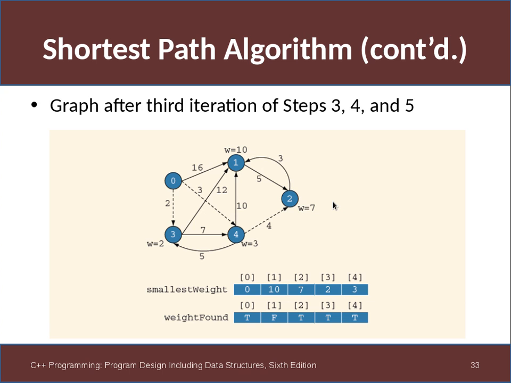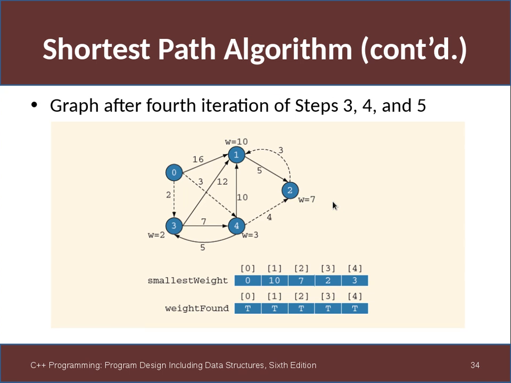And then what's the last thing we check? 1. But you're at 1, which is the heaviest weight, so you're not going to change anything else. So now you know what the shortest weight or smallest weight from 0 to any other node is. All right? Okay.